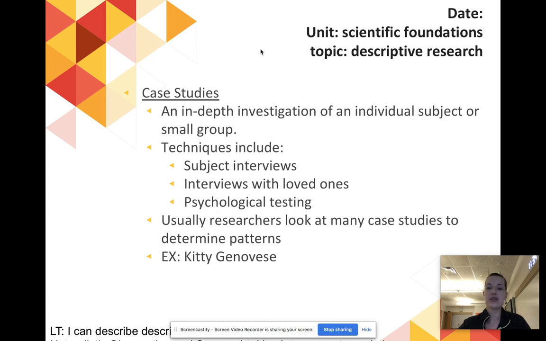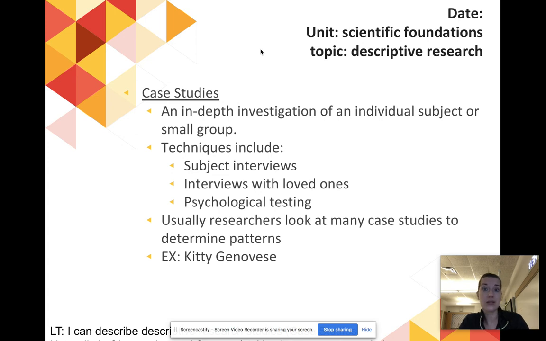And usually researchers look at a lot of case studies together if they want to figure out a pattern. When we look at one case study, we cannot generalize to the population because not everybody is like that case study, right? Going back to our example, if somebody does a case study about me, well, I'm white, so what applies to me might not apply to people of color, right? Because I have white privilege. So you can't generalize from that.